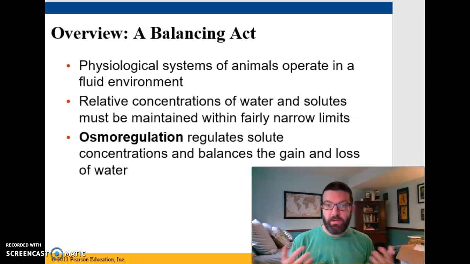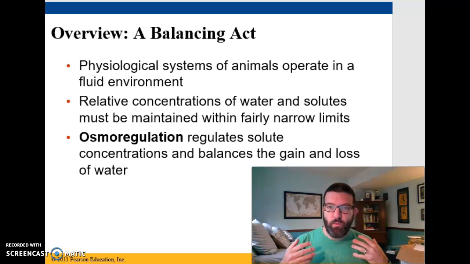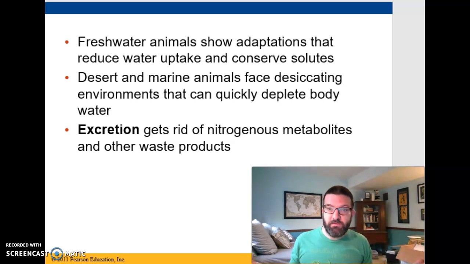It's important to regulate the osmolarity of your body. So essentially, how much water do you have relative to the solutes, like sodium and proteins and calcium and other things? And regulating that is called osmoregulation. All organisms have to do this, but the challenges are different for different kinds of organisms depending on where they live.